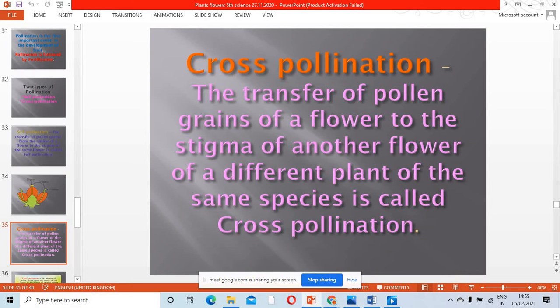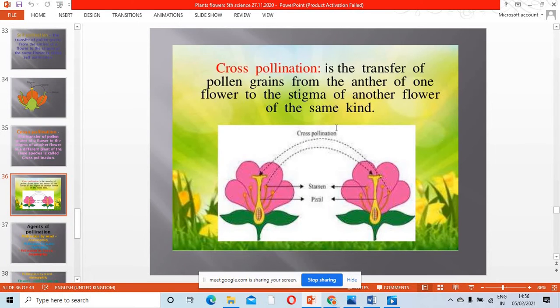Here, the transfer of pollen grains of a flower to the stigma of another flower of a different plant but of the same species is called cross-pollination. Can you understand, children? Here, the pollen grains are transferred from the anther of one flower to the stigma of another flower, but both the flowers are of the same species. This is called cross-pollination. Now look at this picture.